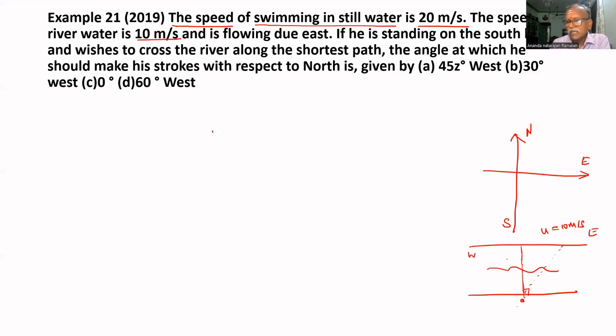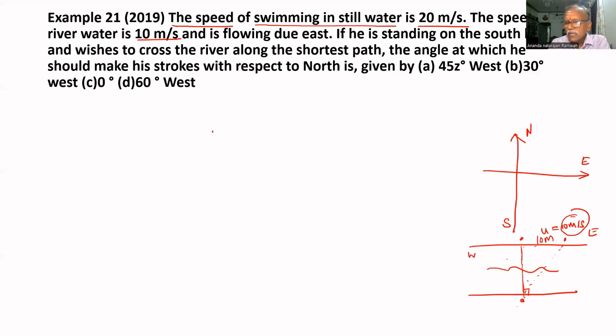Suppose he is traveling to cross this, even though he tried to travel like this. Suppose he took 10 seconds to cross this river. In 10 seconds, the river will flow 10 meters. That's why this distance will be 10 meters. He will be here, not here.